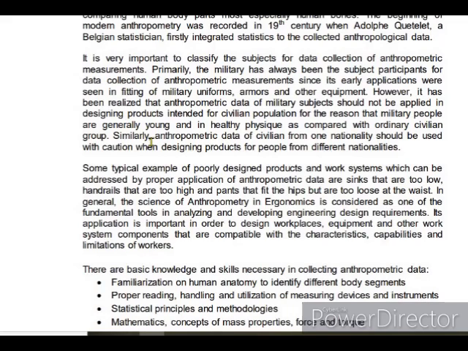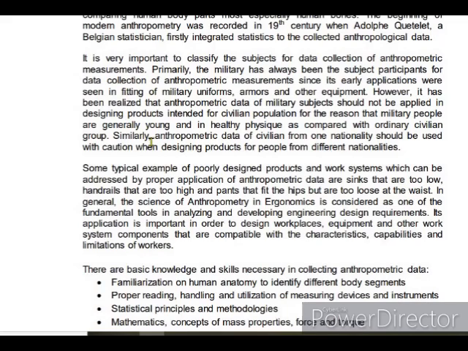Next, primarily, the military has always been the subject participants for data collection of anthropometric measurements since its early applications were seen in fitting of military uniforms, armors, and other equipment. Why military? As we mentioned in our last discussion, ergonomics and other sciences originated during World War. So the military personnel need them the most because they need accurate equipment that makes them comfortable and more safe in the battlefield.